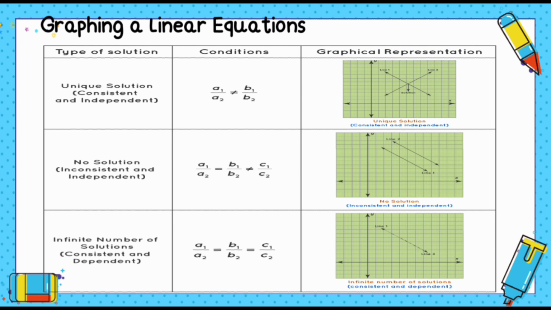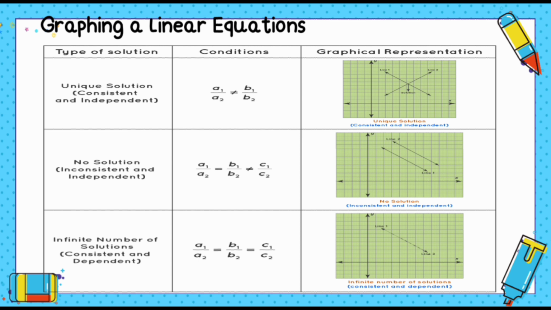So, in unique solution, the condition is a sub 1 over a sub 2 is not equal to b sub 1 over b sub 2. The graphical representation is intersecting lines. While for no solution, the condition is a sub 1 over a sub 2 is equal to b sub 1 over b sub 2 is not equal to c sub 1 over c sub 2. And the graphical representation is parallel lines.